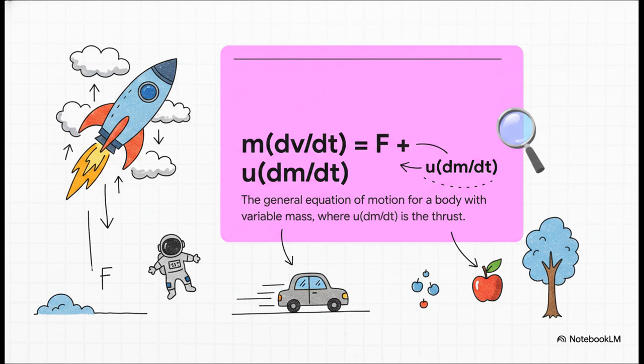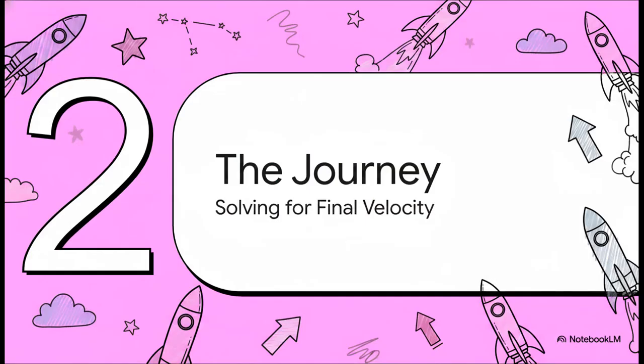But the real magic, the part we care about, is that last term, u dm/dt. That is the thrust. dm/dt is just how fast the rocket is losing mass, basically its fuel burn rate. And u is the speed of that exhaust getting shot out the back relative to the rocket. That's the push. Okay, we've got our general purpose tool ready to go.